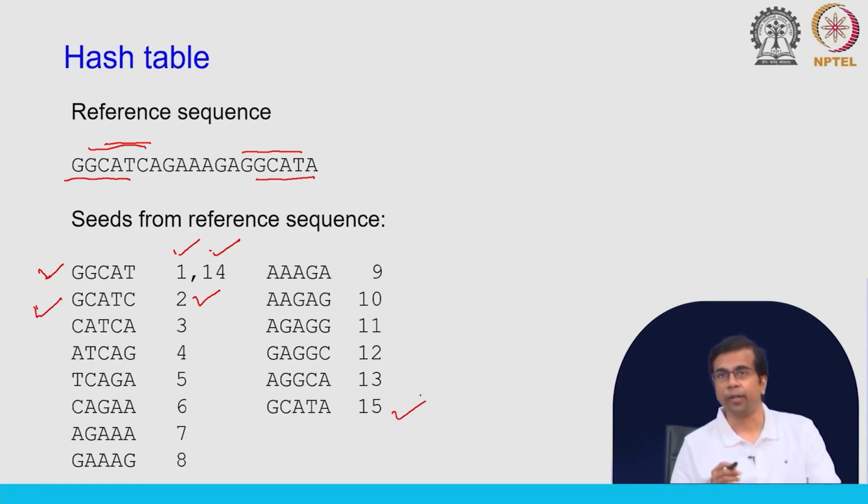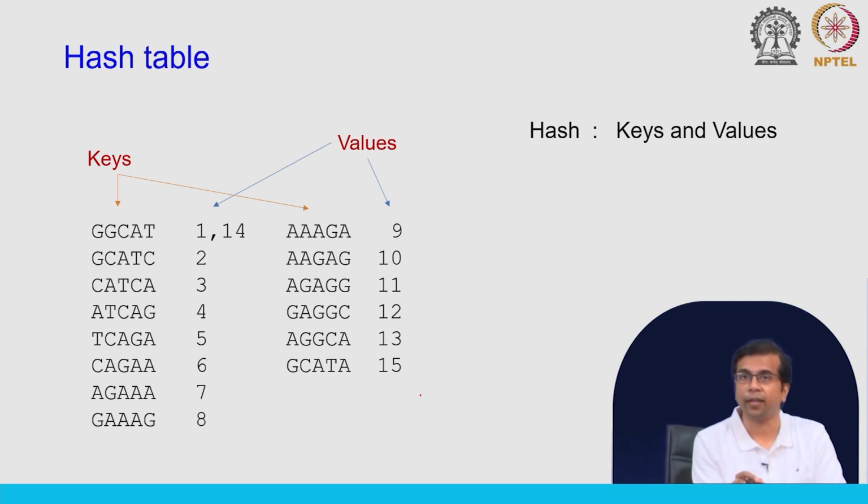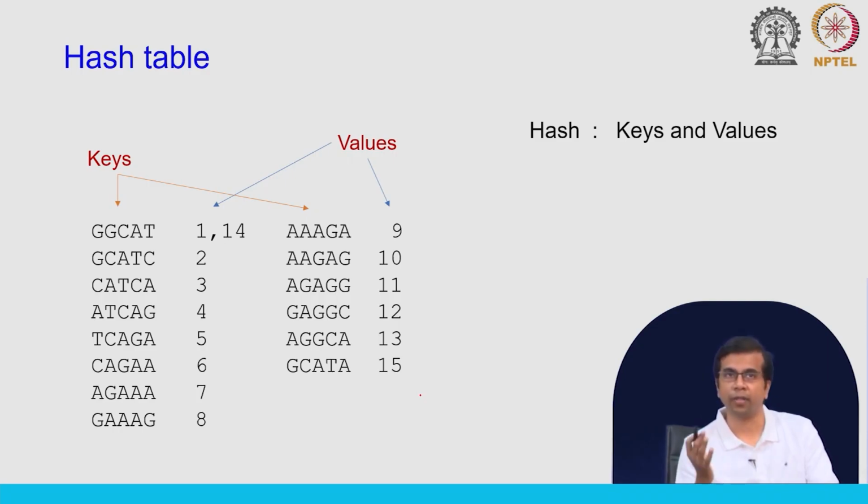Now we will utilize this hash table to actually map the read that we have taken. Here is the hash table: these are the keys and these are the values. If we can find these keys, we can retrieve the values by just calling the keys. This is a specific data structure which we call a hash, and because we have many of them, we call it a hash table.